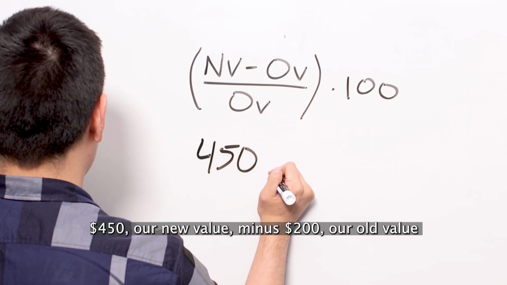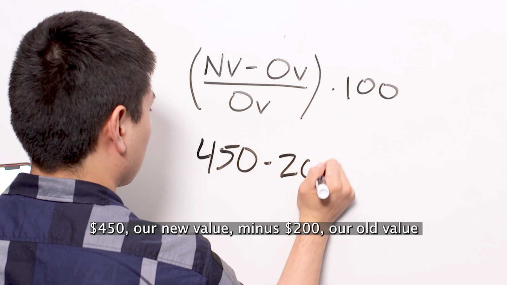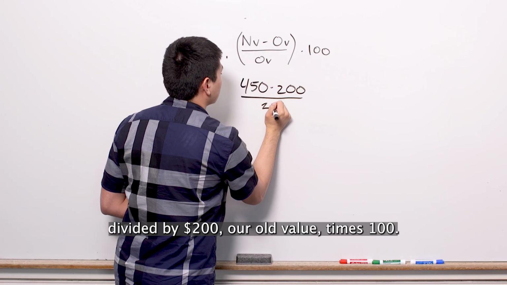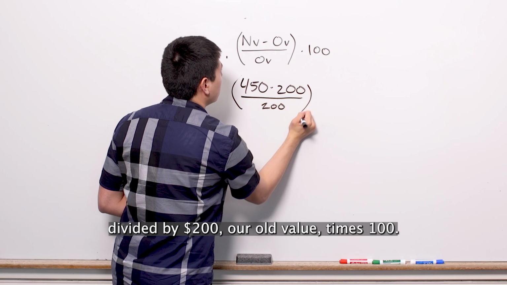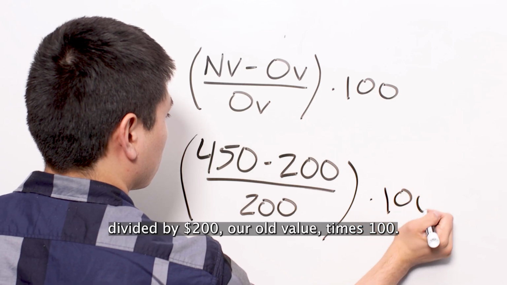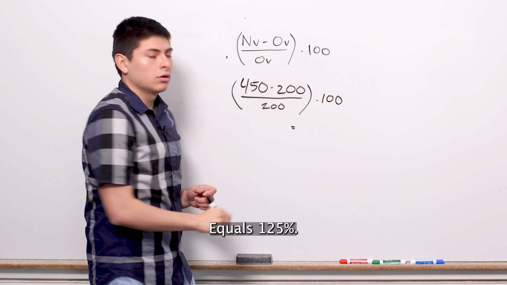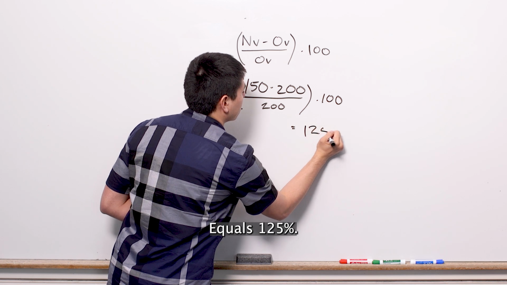$450, our new value, minus $200, our old value, divided by $200, our old value, times 100 equals 125%.